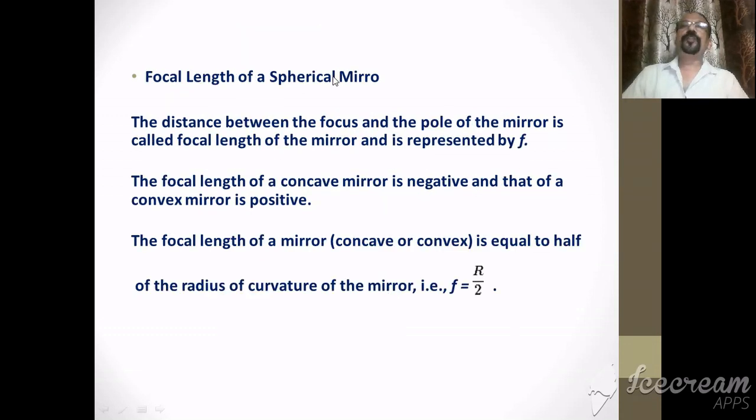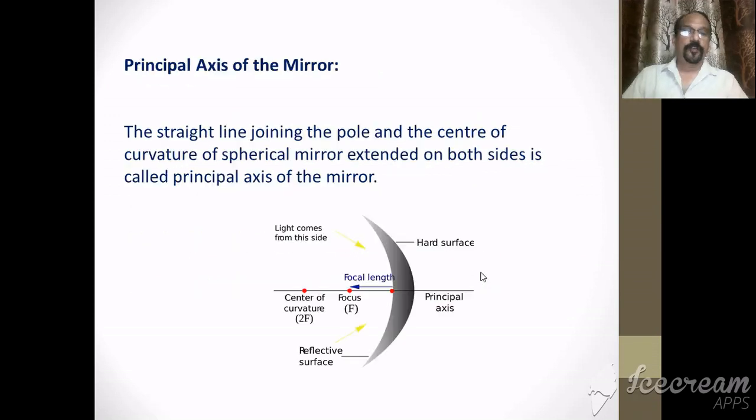Now the focal length of a spherical mirror. What is the focal length? The distance between the focus and the pole of the mirror is called the focal length of the mirror, and it is represented by F. The focal length of a concave mirror is negative and that of a convex mirror is positive. The focal length of a mirror is equal to half of the radius of curvature. F is always equal to R by 2, where R is the radius of curvature.